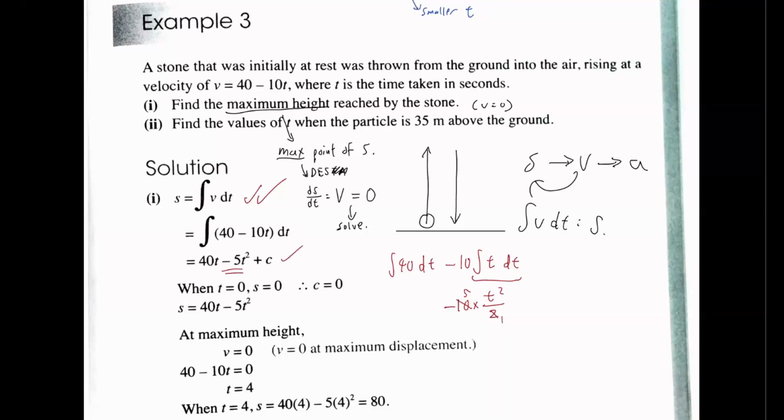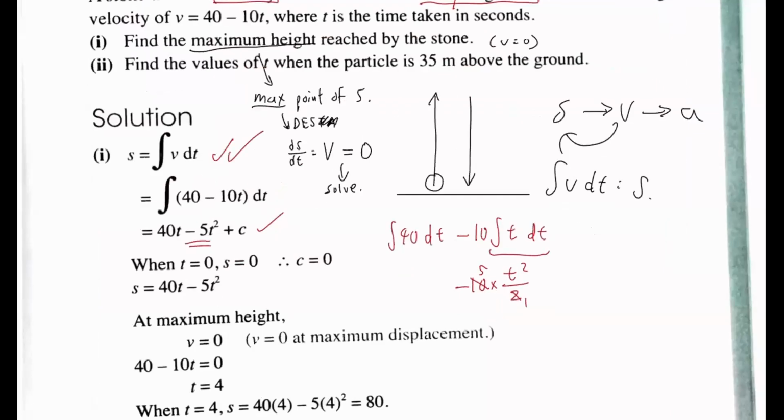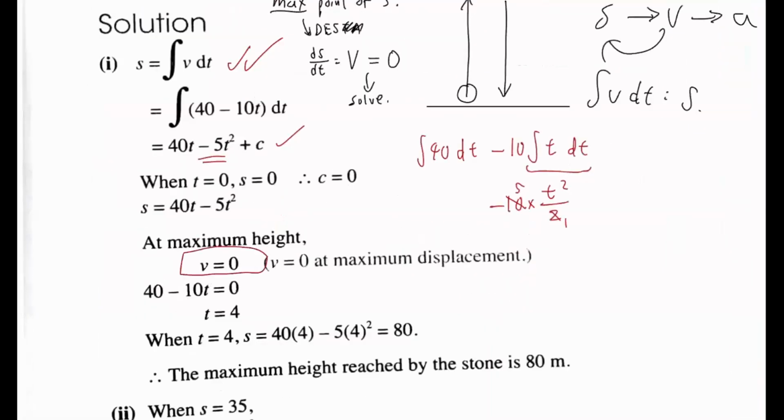But not enough, because we also need to solve for C. Here, you can assume that the S equal to 0 because you are thrown from the ground. So S equal to 0 initially, so T equal to 0, S equal to 0. From the English words, you translate to the math. Then from there, sub in T equal to 0, S equal to 0, and you can solve for C, which is equal to 0.